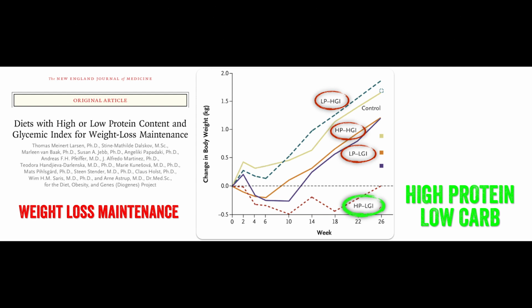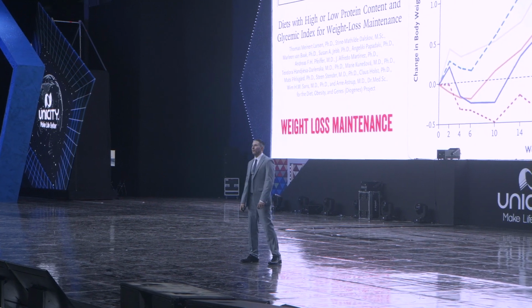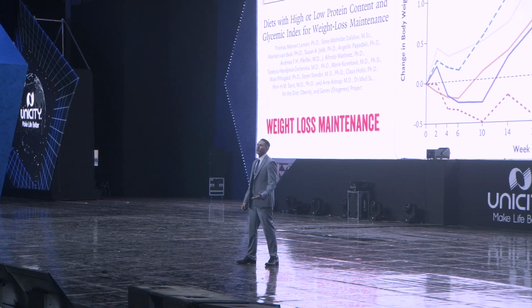Here's another study in weight loss maintenance. They took people who had lost weight and randomized them into 4 groups: high protein, low protein, high carb, and low carb. 6 months later, the only group that maintained their weight loss was the high protein, low carb group. Every other group gained their weight back. Of course, the worst was the low protein, high carb group.